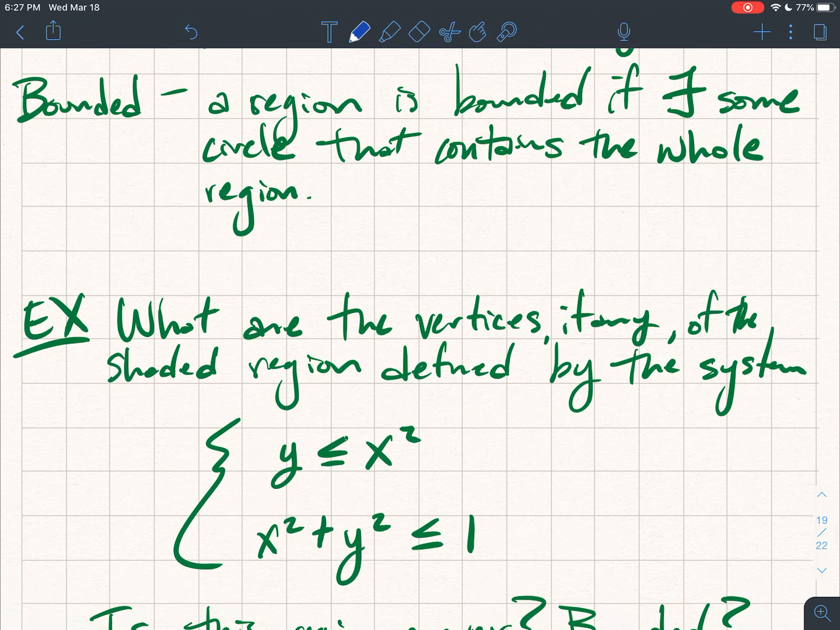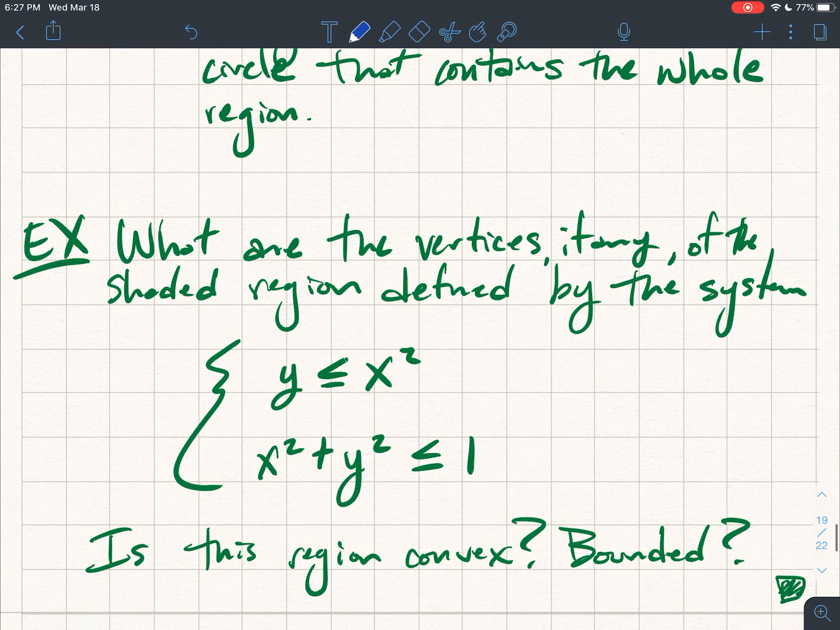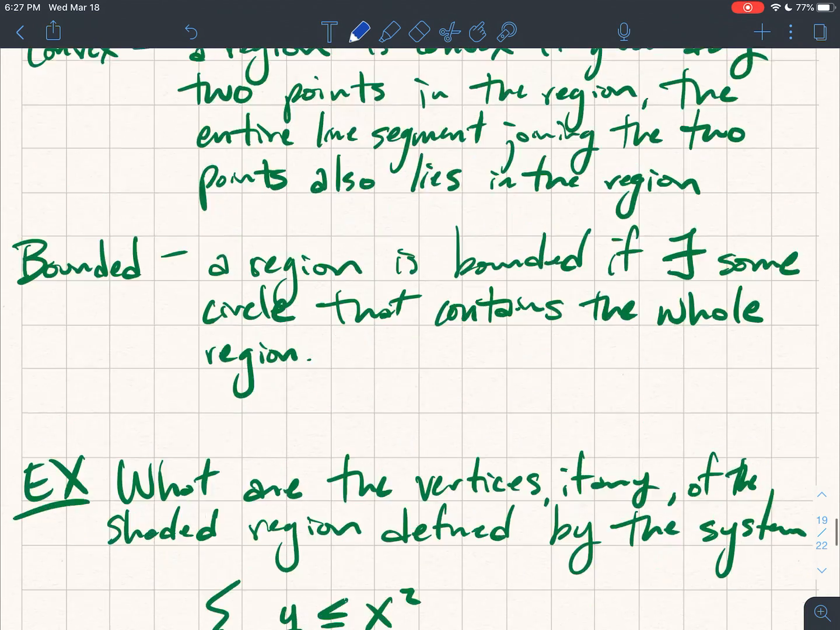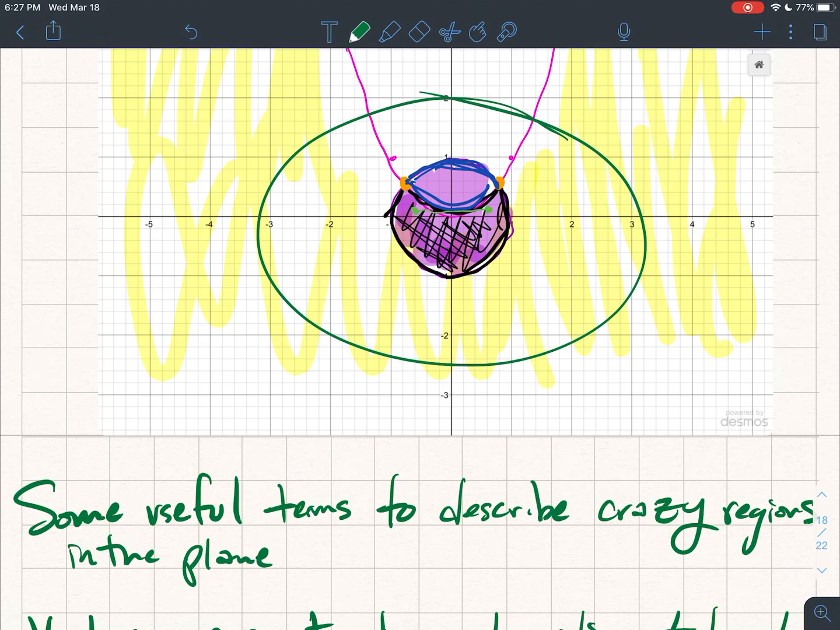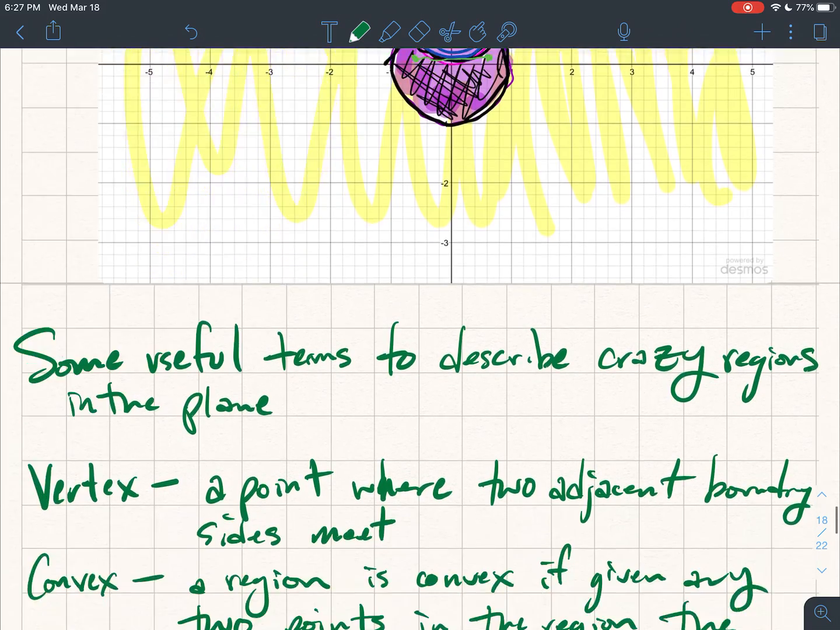We already looked at the vertices of the shaded region. Is it convex? We already discussed that. And is it bounded? Yeah, the black region is definitely bounded. I can draw a circle around it. You're going to make me do it, aren't you? Let's draw a circle. Okay, look. I drew a circle around the black region. It's definitely bounded. That is a messy graph now.